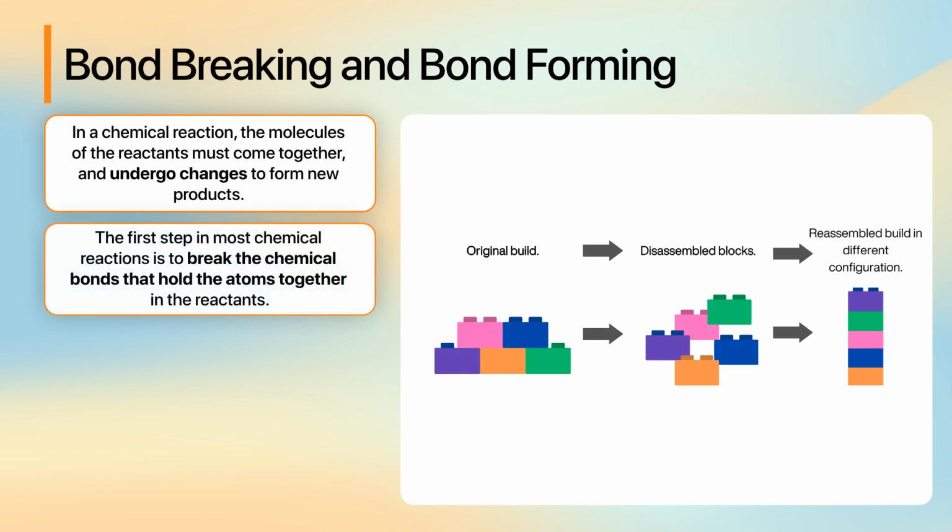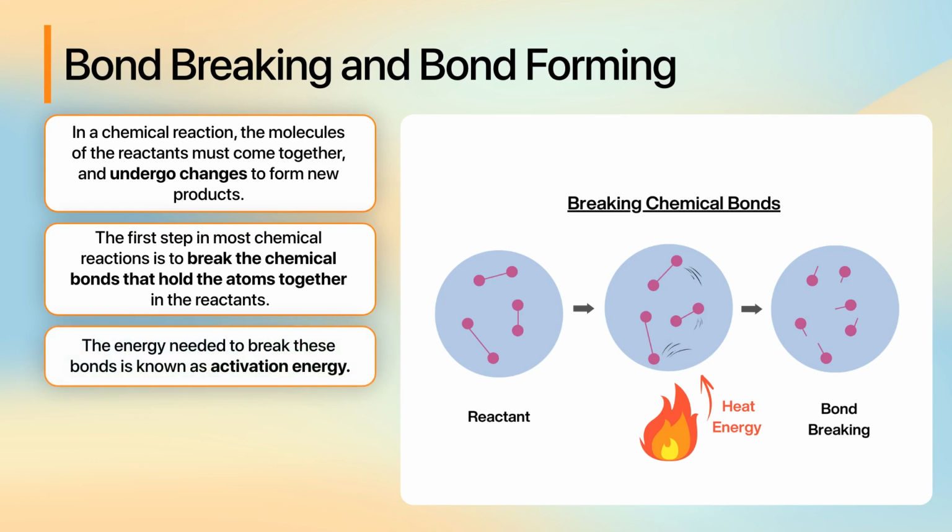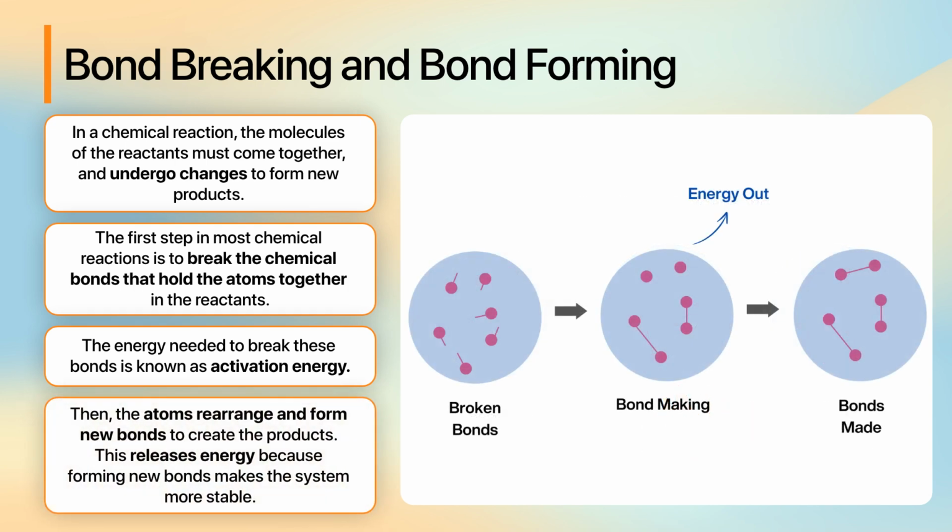The first step in most chemical reactions is to break the chemical bonds that hold the atoms together in the reactants. This requires an input of energy. Think of it as needing energy to pull the building blocks apart. The energy needed to break these bonds is known as activation energy. After the bonds in the reactants are broken, the atoms rearrange and form new bonds to create the products. This step releases energy because forming new bonds makes the system more stable.